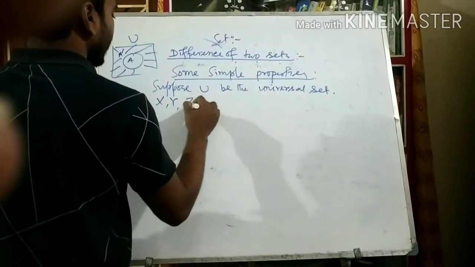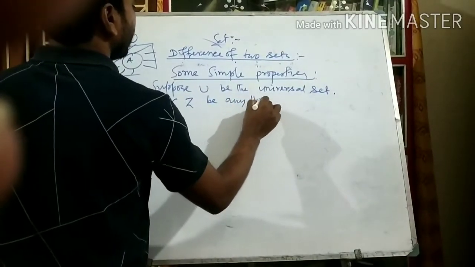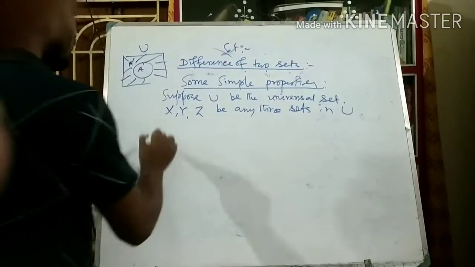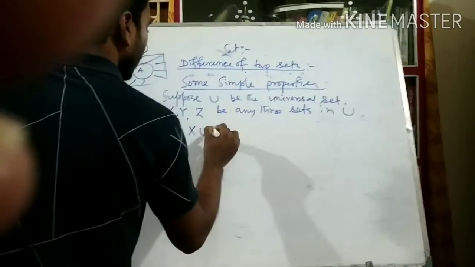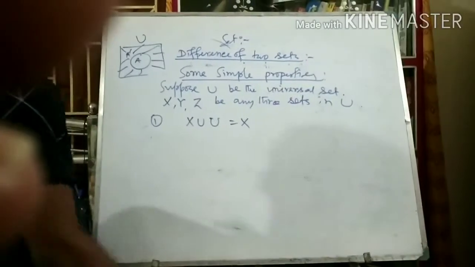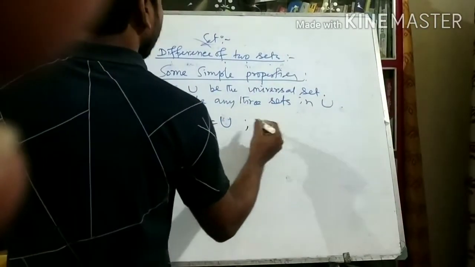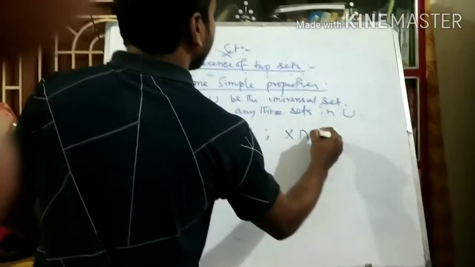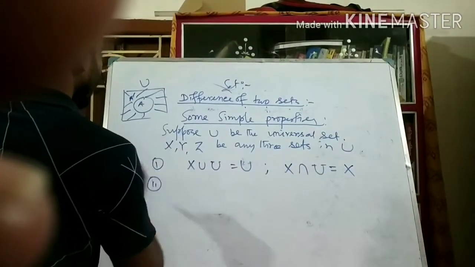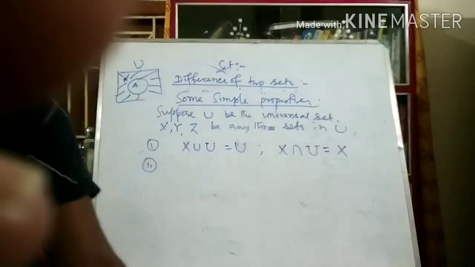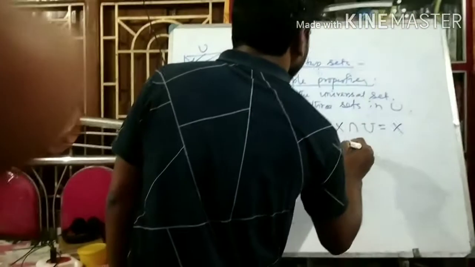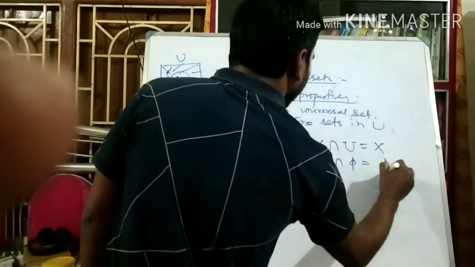Let X, Y, Z be any three sets in U. The number one property is X union U, this universal set, is equal to U. X intersection U is equal to X. Number two, X union phi is equal to X. X intersection phi is equal to phi.